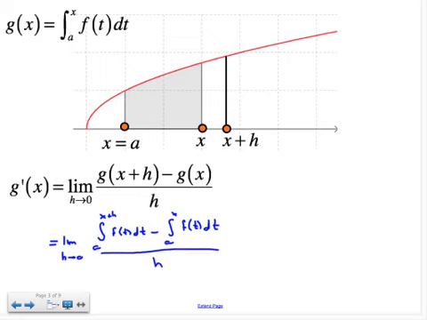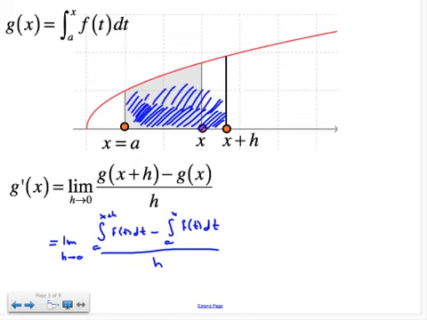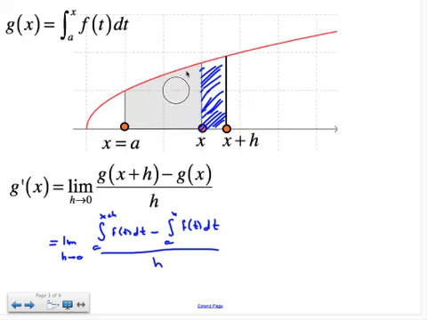Now, let's take a look at what these integrals are talking about in terms of area. This first one is the area under f from a to x plus h. So that's starting here and ending at x plus h, which is somewhere to the right of x, if we assume that h is positive. So that's finding this area here in blue. Now, we're subtracting the integral from a to x of f of t dt. So that would take away the area from a to x. So I'm going to erase that, and this little strip here is what I'm left with.